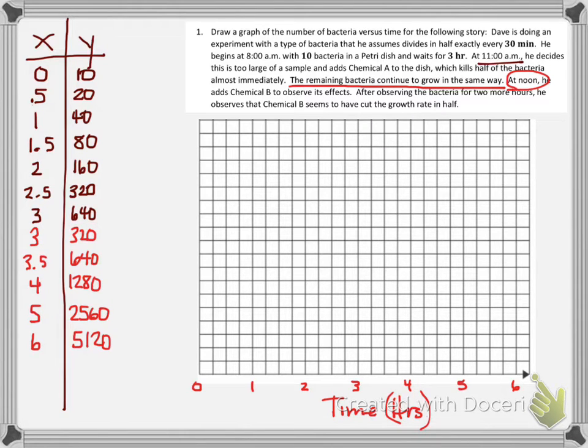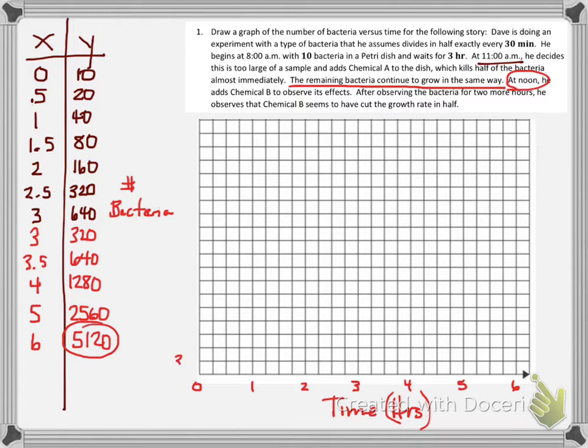The y-axis is the number of bacteria, and the number of bacteria is my y, and my biggest y value is 5,120, and I believe I have 20 spaces, so 5,120 divided by 20 gives me 256. Every line's worth 256. I'm going to round it up to 300.